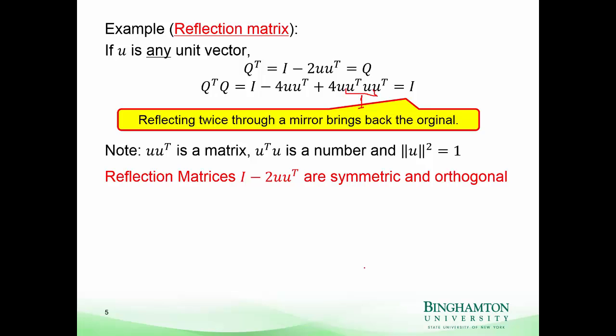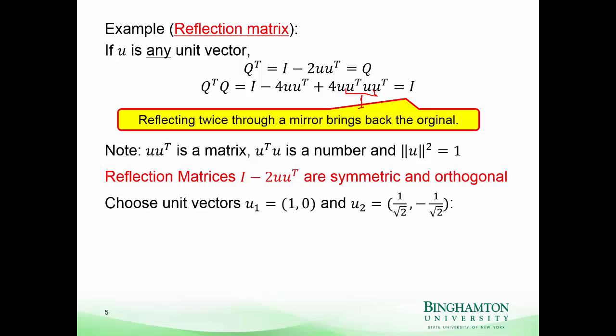So, all right, reflection matrices. They are symmetric and orthogonal. So let's take a look at a couple of examples. We choose any unit vector. So here's one unit vector. It's pretty clear that it's a unit vector. Here's another vector. If you calculate its norm, you'll see that its norm is equal to 1.